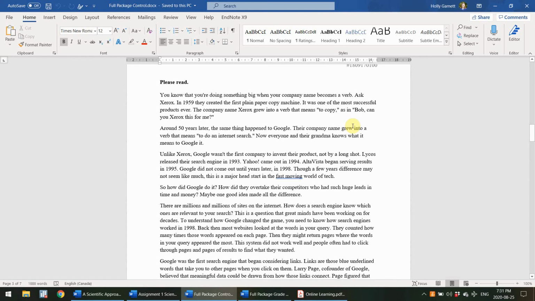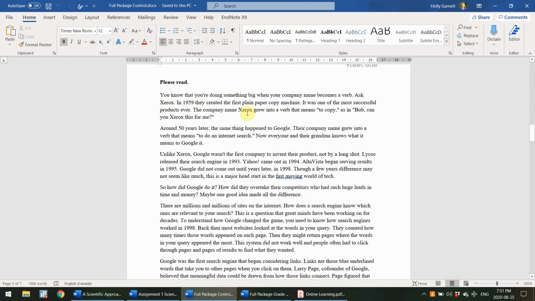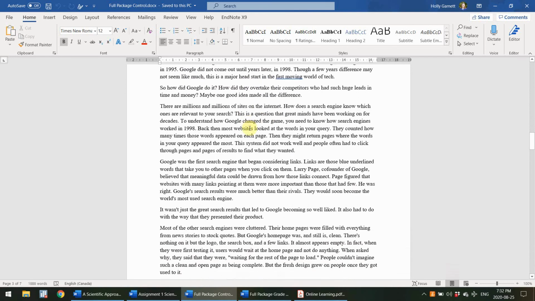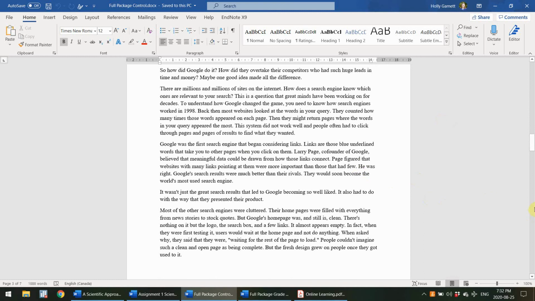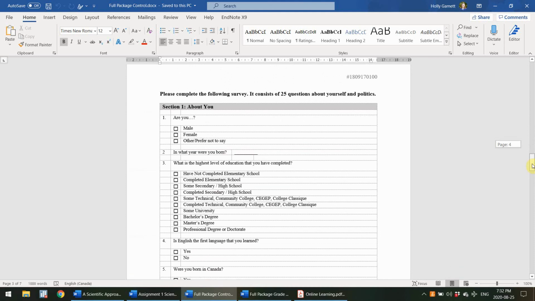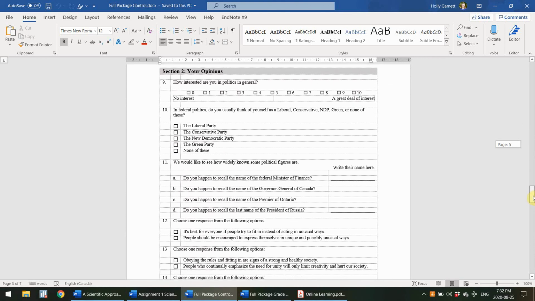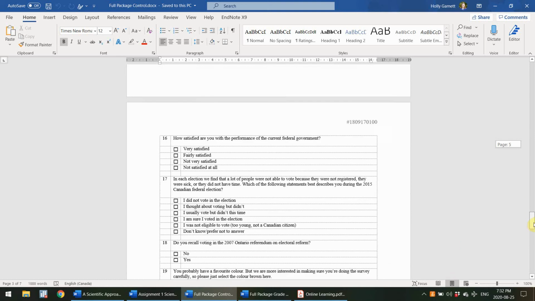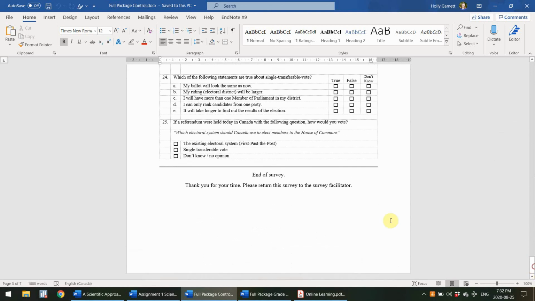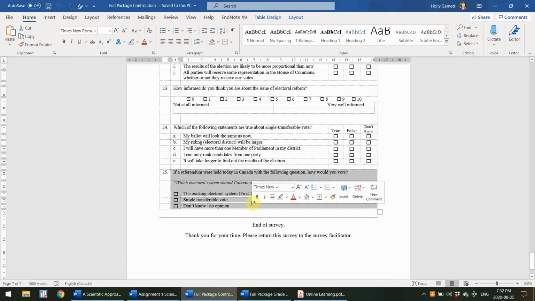So this is the control group, essentially the group receiving nothing about single transferable vote. They got instead a text about Xerox and Google and stuff. So nothing that has anything to do with the electoral system. So we can assume that they aren't going to get any info about the electoral system based on this. And then I asked them a whole bunch of different questions. So socio-demographic questions, political participation questions. But then by the end of the study, if a referendum was held today, how would you vote?